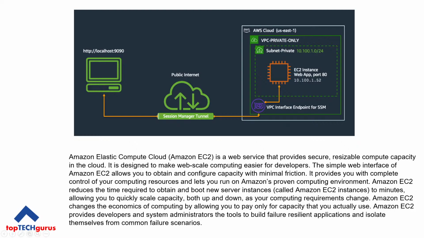EC2 also lets developers and system administrators build failure-resistant applications, and you can isolate yourself from common failure scenarios. Typically, a server goes down because of the network, so you have a way to build the same EC2 instance copy in another availability zone. That's a common failure scenario. So in EC2, you can build a failure-resilient application so it doesn't fail, or when it's prone to failure, you have an alternate path for the application to still run. That can be built using EC2.